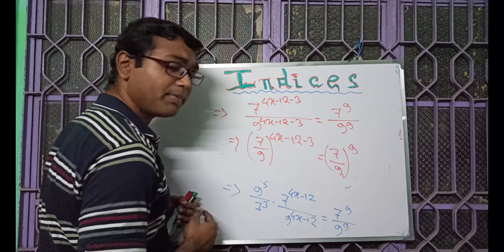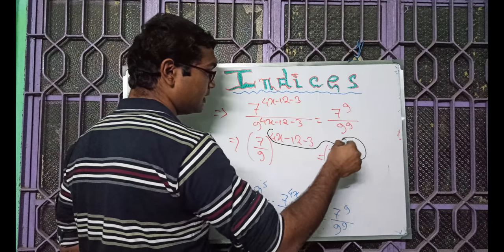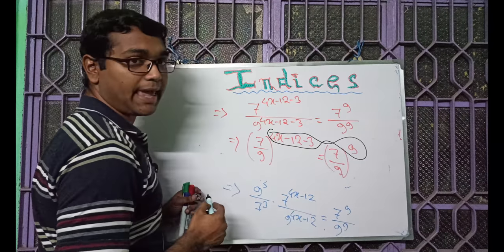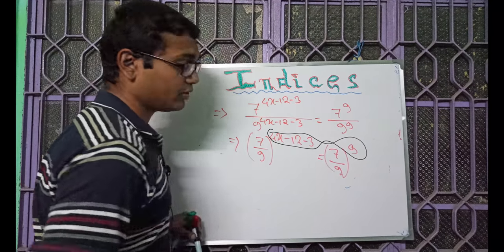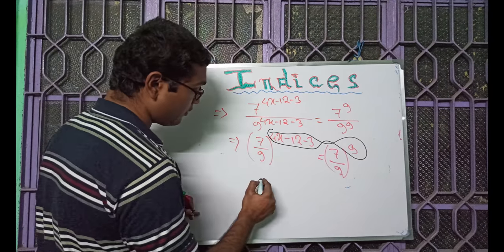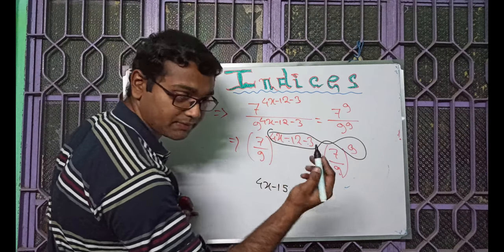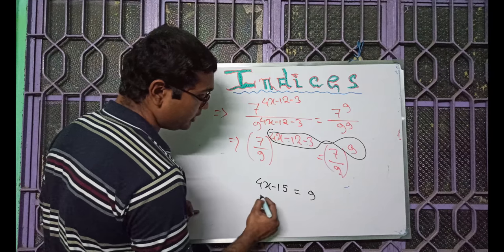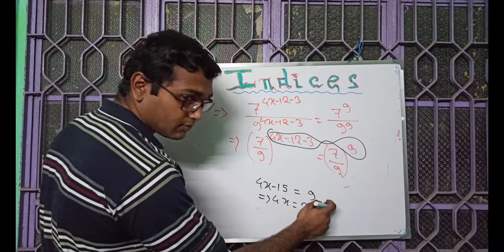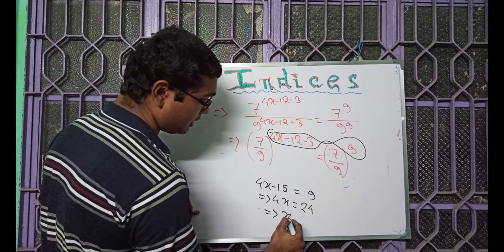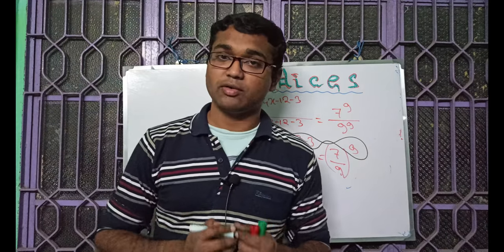Then obviously, as the previous problem, these two will be same. And since they're same, what we are getting? 4x minus 15, this is minus 12 minus 3 minus 15 equal to 9, then 4x equal to 24. Okay? X equal to 6. This is what we are looking for.